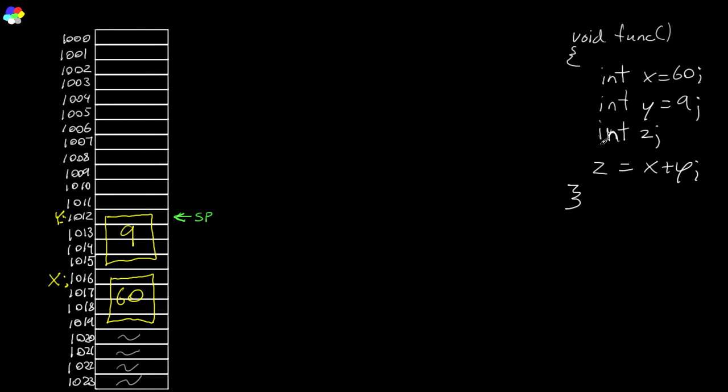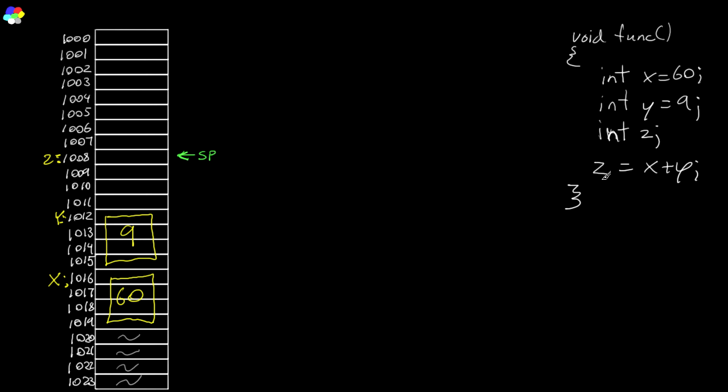The next thing we're going to do is, again, create space for the variable z. So we move the stack pointer up by 4, and we make a note that this is now z. We are not initializing it to anything, so the values of these bytes are random. It could be anything at this point.